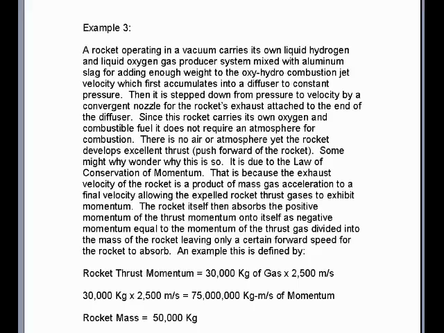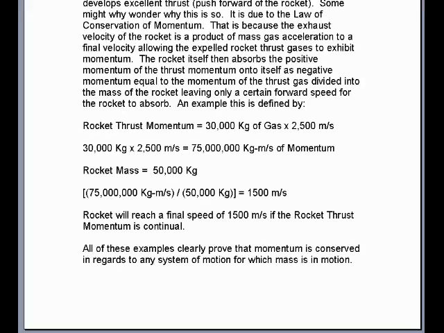The rocket itself then absorbs the positive momentum of the thrust momentum onto itself as negative momentum equal to the momentum of the thrust gas divided into the mass of the rocket, leaving only a certain forward speed for the rocket to absorb. An example of this is, let's say you have a rocket thrust momentum of 30,000 kilograms of exhaust gas times 2,500 meters per second rocket jet velocity.